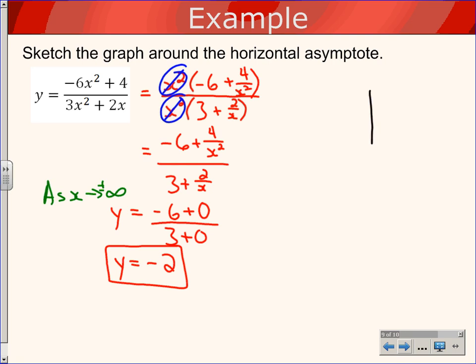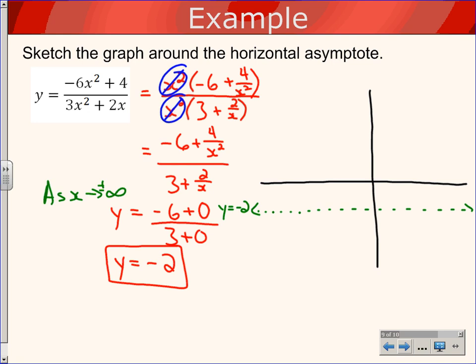Here's a little sketch. Remember, just a sketch. That's all we're doing here. And at y equals minus 2, there's my horizontal asymptote. Now, what I'm still wondering is, as we go out to positive and negative infinity, is the graph going to be doing this, or is the graph going to be doing this? And I need to know that on both sides, right? As we approach negative infinity and as we approach positive infinity.